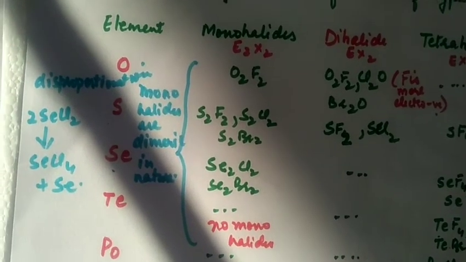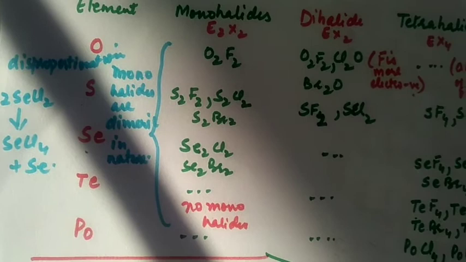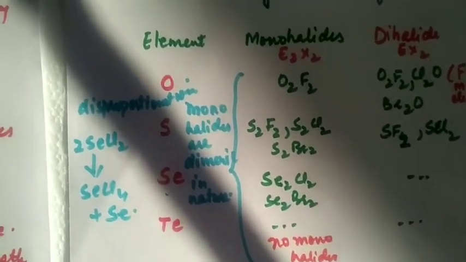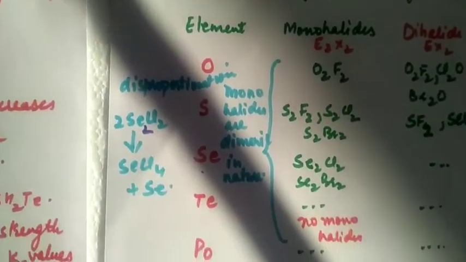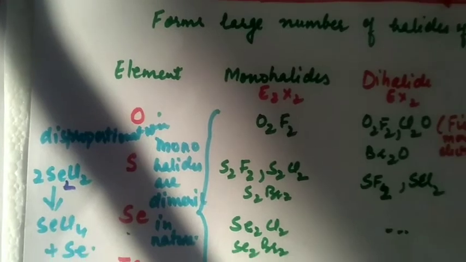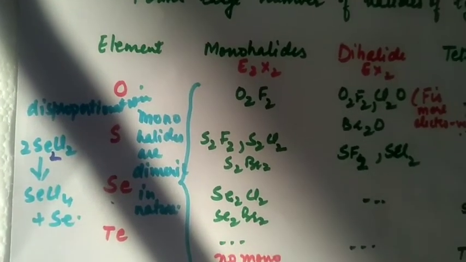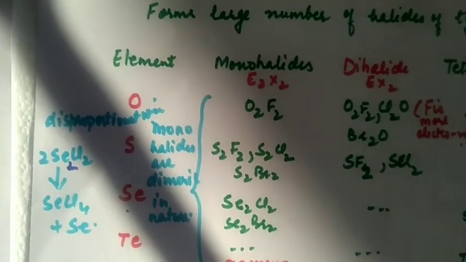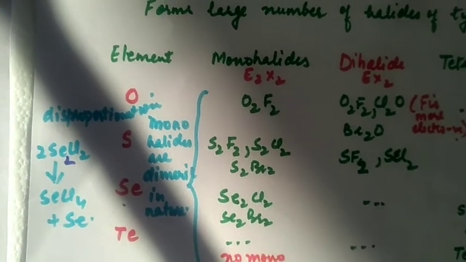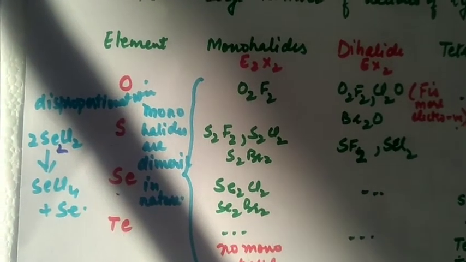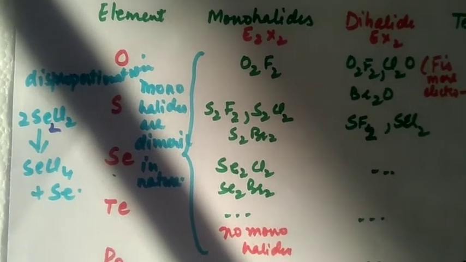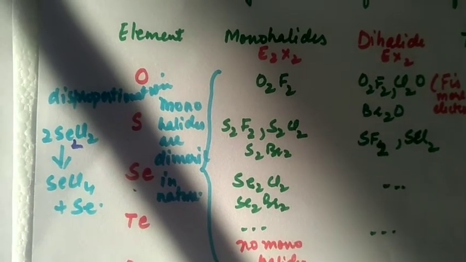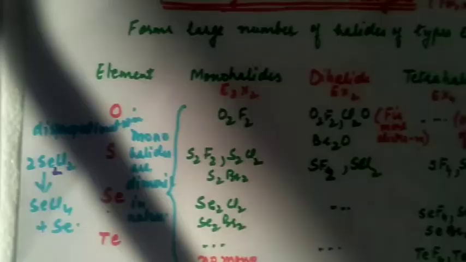For example, Se2Cl2, when it is heated, forms SeCl4 and Se. What is a disproportionation reaction? When the same element undergoes oxidation as well as reduction. So diselenium dichloride is reduced to selenium and oxidized to selenium tetrachloride.